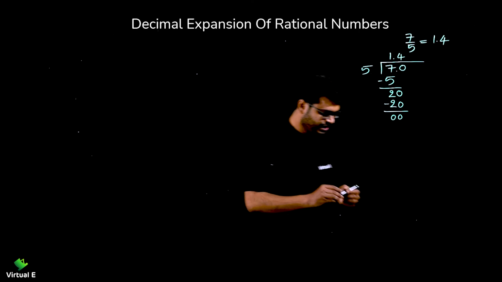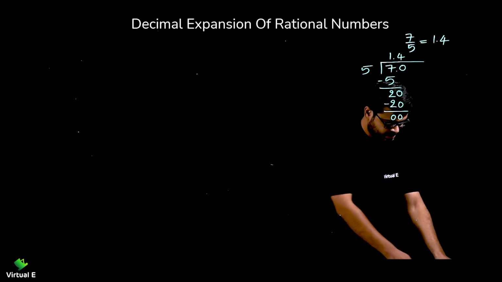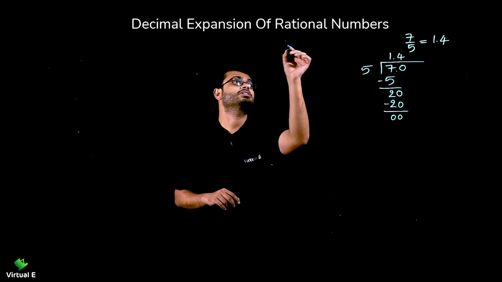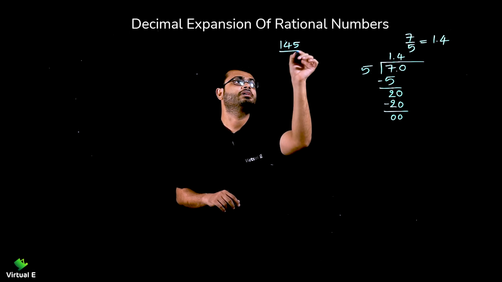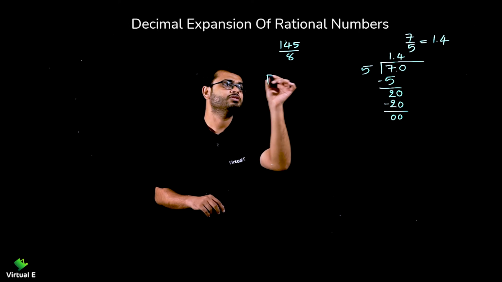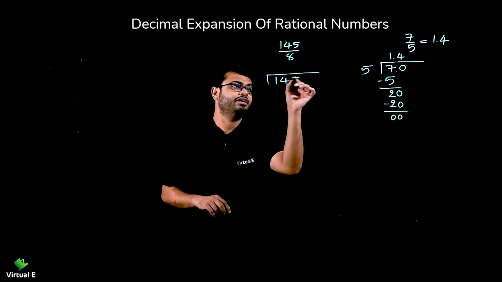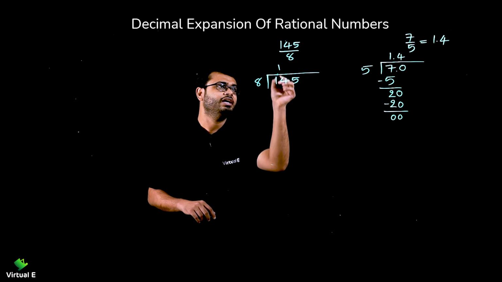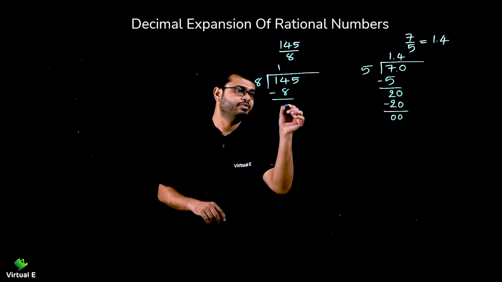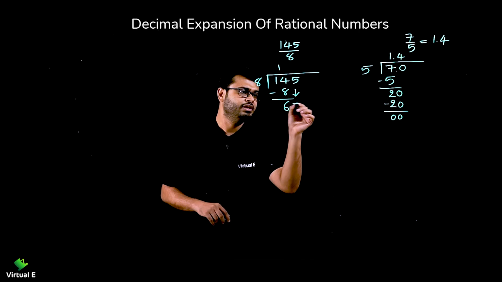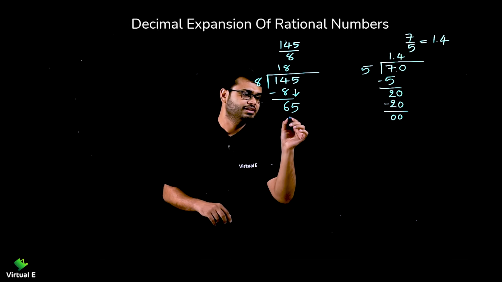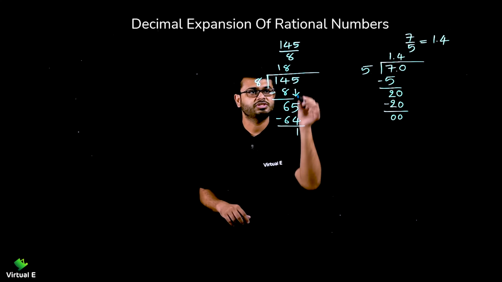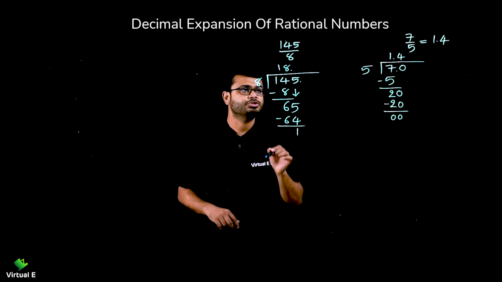Let's discuss the second question. The second number is 145 by 8. So let's write 145 by 8 and start with that. 145 and 8 over here, right? So 14 is there, so 8 ones are 8, and if we subtract, that is 6 over here, bring down the 5. 8 8s are 64. Subtract and 1 here. Now it's not possible, so put a point over here in the quotient as well.